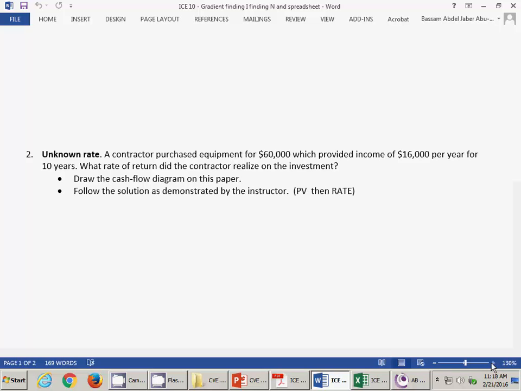No, it's going to be more than that. It's going to be like around 23%. Yeah. Mm-hmm.